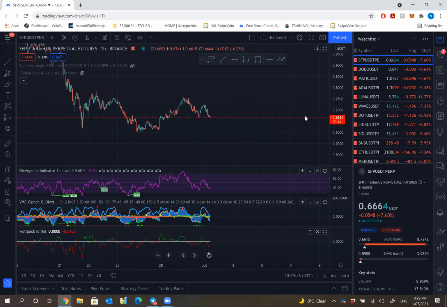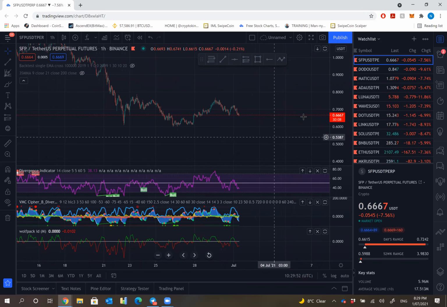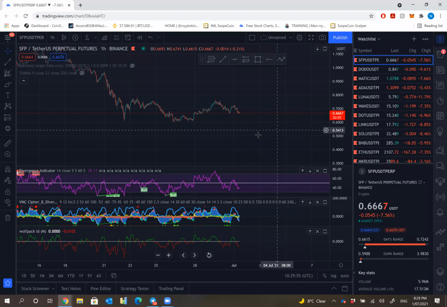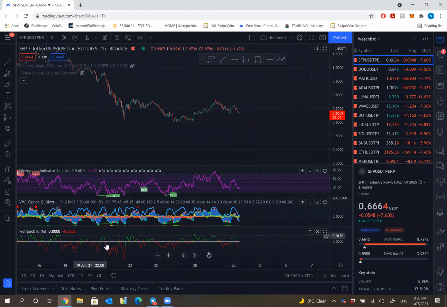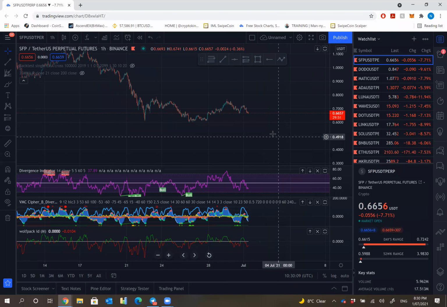How long have I been using the indicators? I was using the indicators for about a month. I think I've been using this Market Cypher B, and I was hitting about 70%. And then I added the Wolfpack ID, and then when I added the Wolfpack ID, I've been pretty successful, only because I was getting fake outs on this Market Cypher B. So it was telling me, okay, buy. So here is an example.